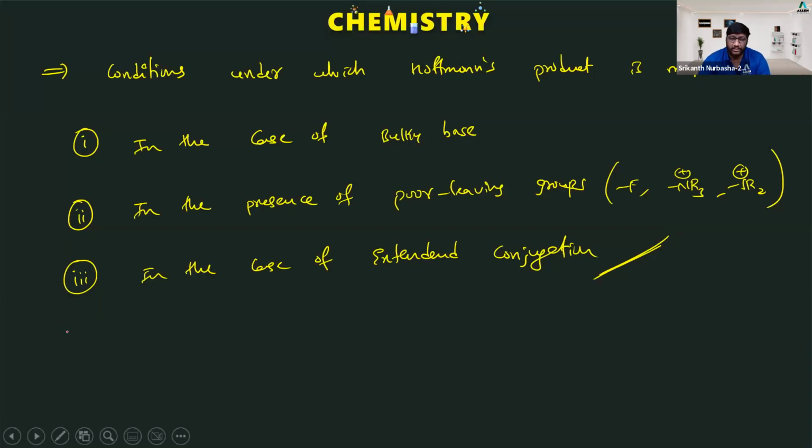So last class we have been discussing the elimination reaction, right? E1 elimination, E2 elimination. Yes. So E2 elimination we have discussed. E2 elimination is a bimolecular elimination reaction that depends upon the concentration of substrate as well as the concentration of the base.